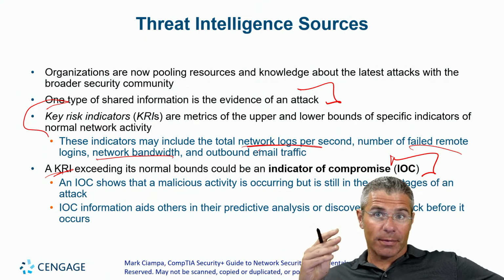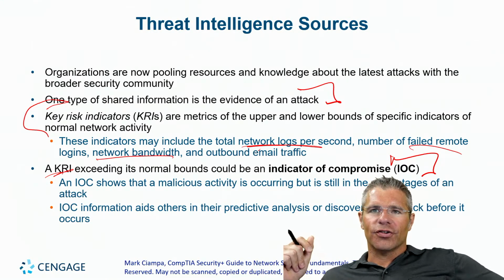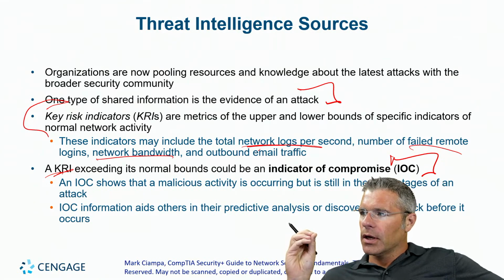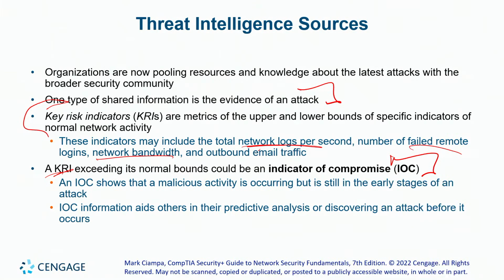Basically, an indicator of compromise indicates that you were compromised, right? So it shows that there's some kind of malicious activity going on somewhere that may be in the early stages of attack, ideally, so that you can fix it before it gets too bad, catch the bad guys on their way in, and help figure out beforehand that somebody is trying to get in.